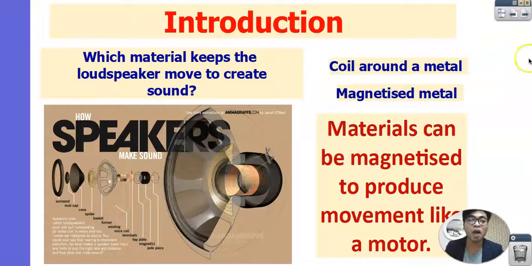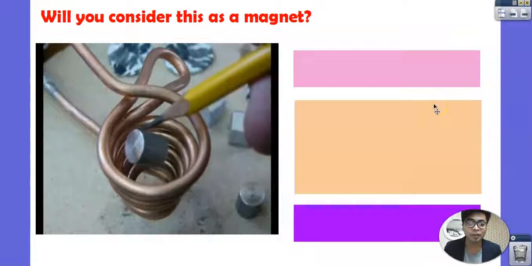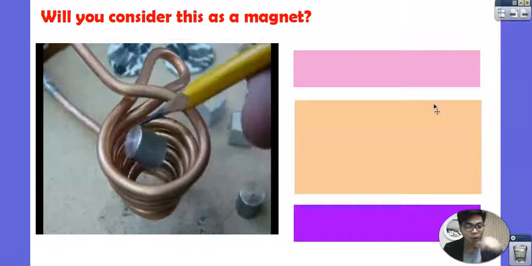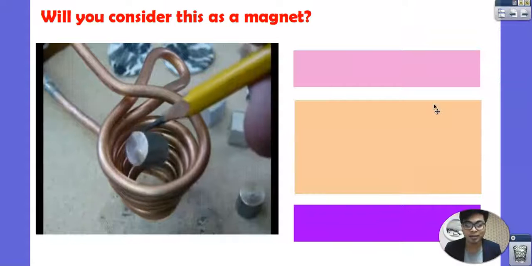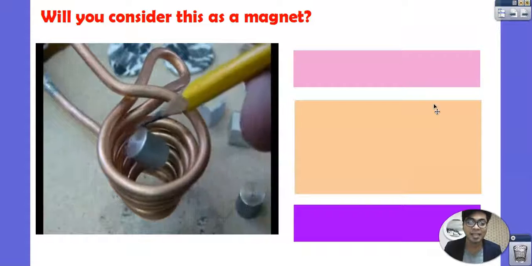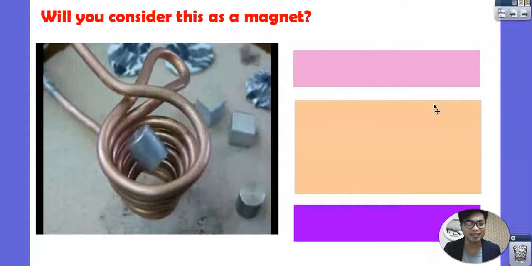As we go along, we're going to look at what helps the loudspeaker move and what mechanism it uses to move. I want you to look again at this picture. You can see there's a metal and there's a coil. It's bronze in color. The metal is the one we're pointing at with the pencil. So will you consider this a magnet? What do you think? Can you see a north pole and south pole in it? Definitely we can't see any poles in it.